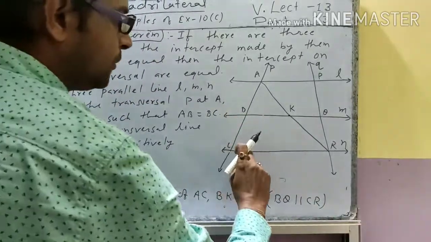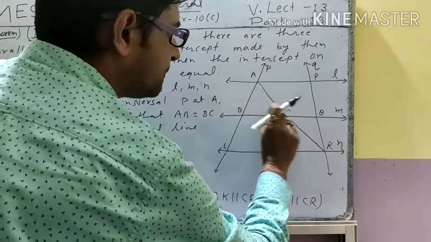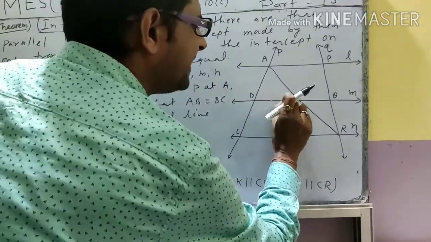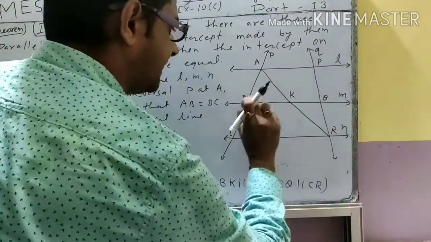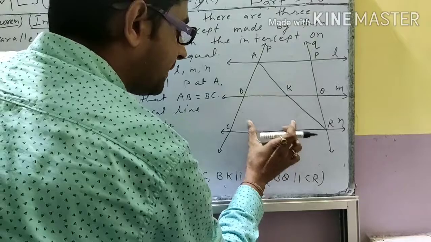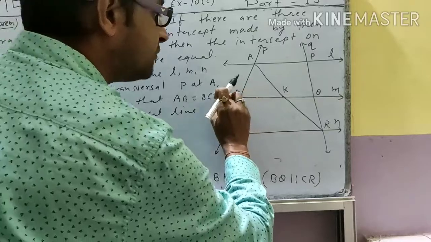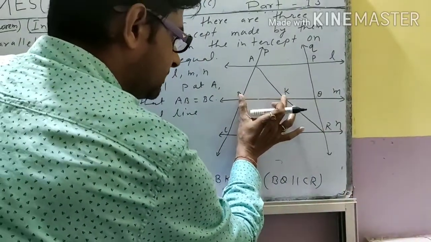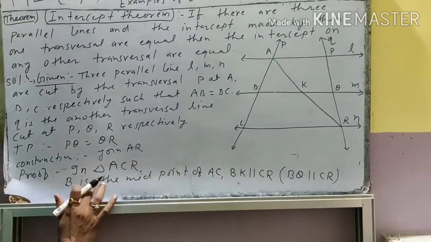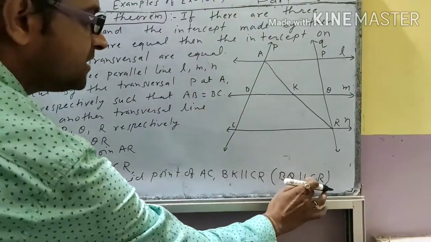Here, student, we know that M is parallel to N. That means BQ is parallel to CR, as well as, take any other point, this line is also parallel to this line. So we can say here BK is parallel to CR. BK is parallel to CR is not directly given here, but you have to consider it because this line is parallel to this line. Okay, student, B is the midpoint of AC and BK is parallel to CR. That means BQ is parallel to CR.